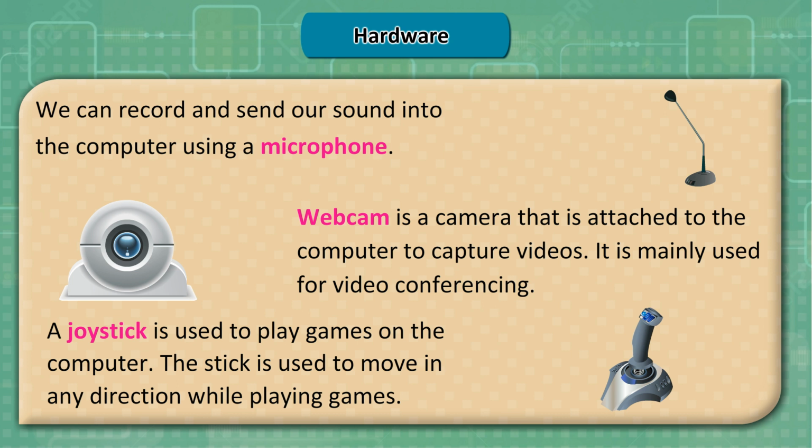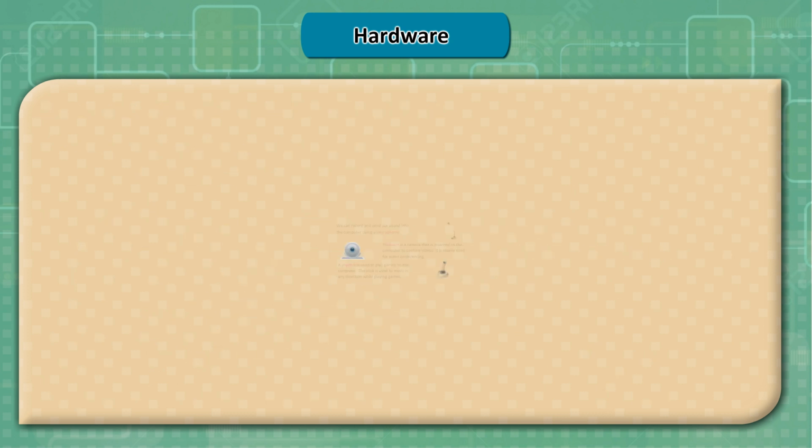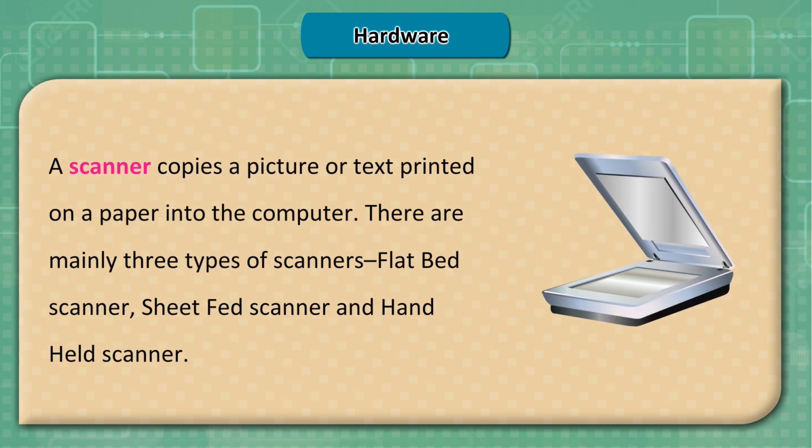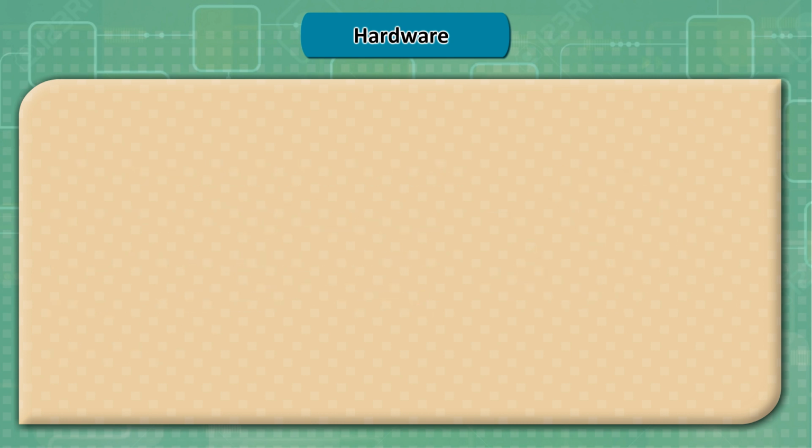A joystick is used to play games on the computer. The stick is used to move in any direction while playing games. A scanner copies a picture or text printed on a paper into the computer. There are mainly three types of scanners: flatbed scanner, sheet-fed scanner, and handheld scanner.